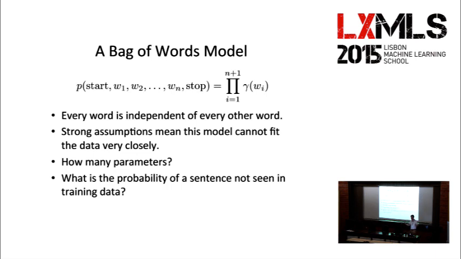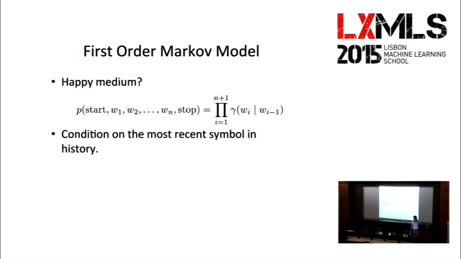Okay, I'm going to give you a family called Markov models. We're going to start with something called the first order Markov model. The first order Markov model says that each word is generated not conditioned on all of the history, just the most recent word.